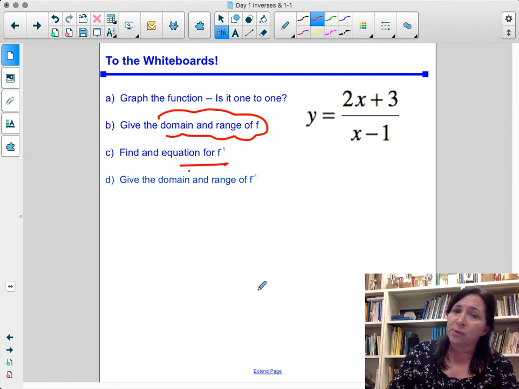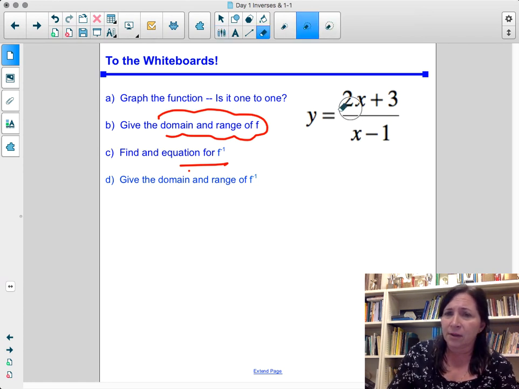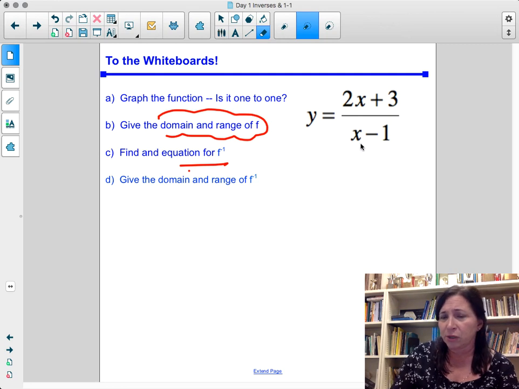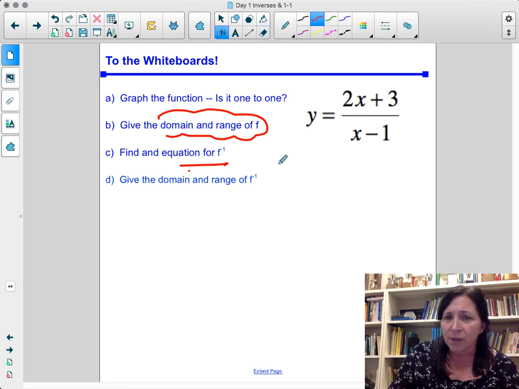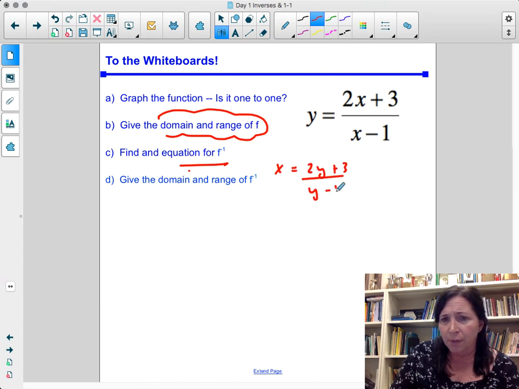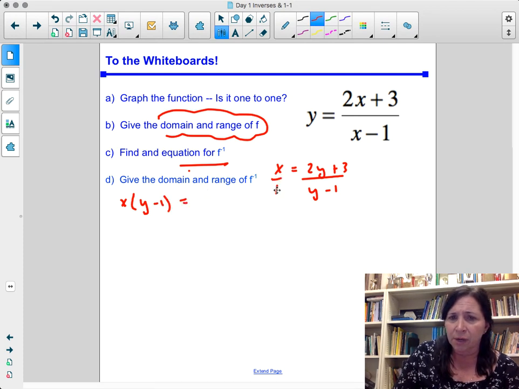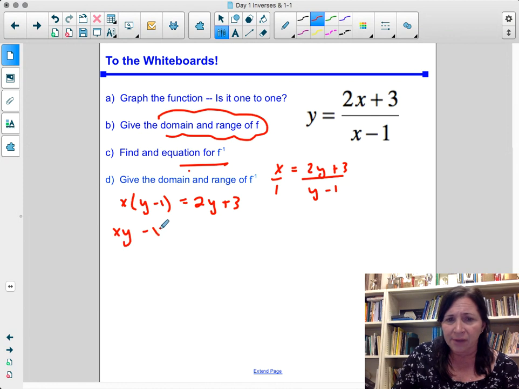So again, you would start off with your equation, and the first thing you would do is switch your x and y. So we have x equals (2y plus 3) over (y minus 1). I'm going to multiply across: x times (y minus 1) equals 1 times (2y plus 3). I'm going to distribute, so I've got xy minus x equals 2y plus 3.